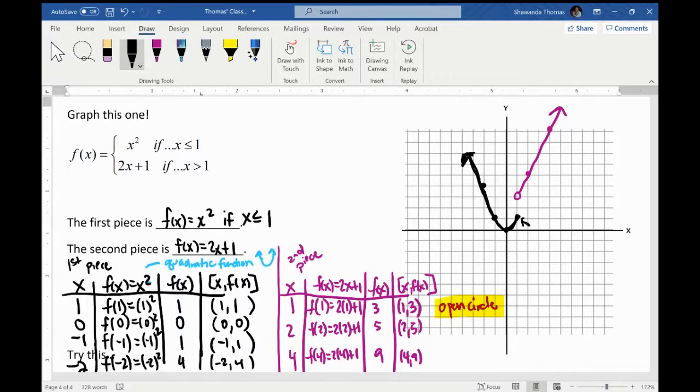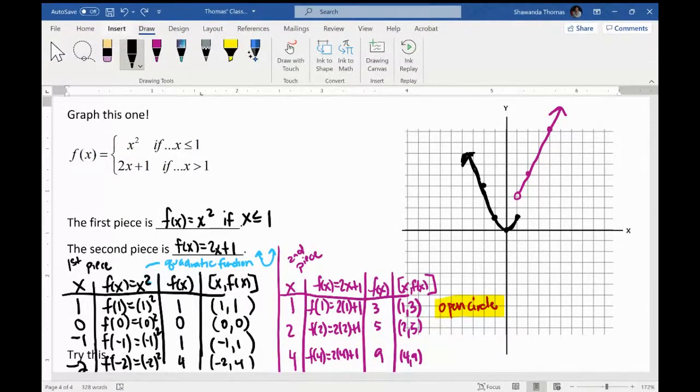We already have a bubbled in point right here. We can't have another bubbled in because it violates the vertical line test. And this can't cross over here. Again, we'd still be violating the vertical line test. All right. Any questions?